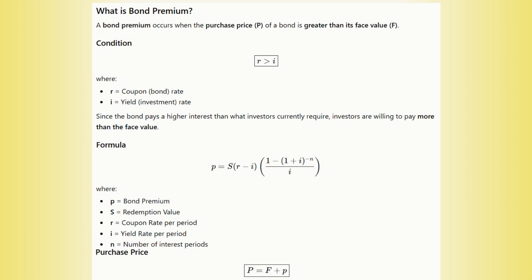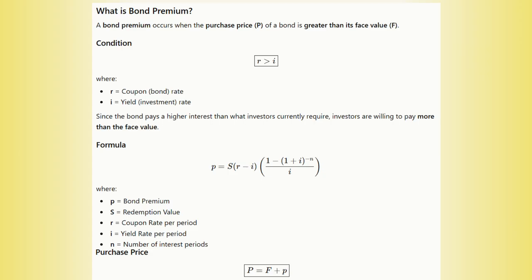So, we have a condition now, diba? As you can see, the condition is R is greater than I, where R is the coupon bond rate and I is the yield investment rate. Since the bond pays a higher interest than what investors currently require, investors are willing to pay more than the face value. Now, this is the formula for the bond premium.